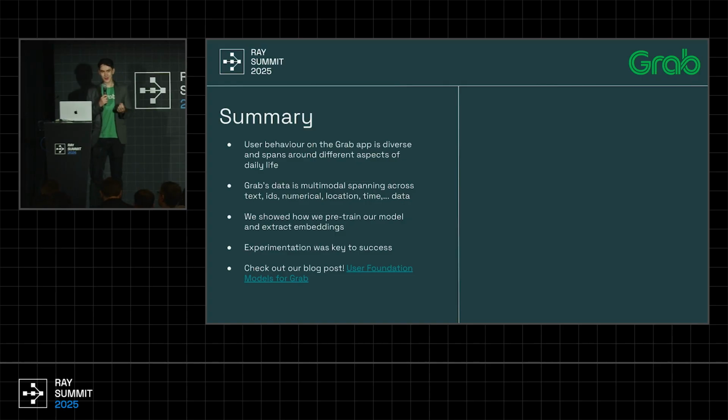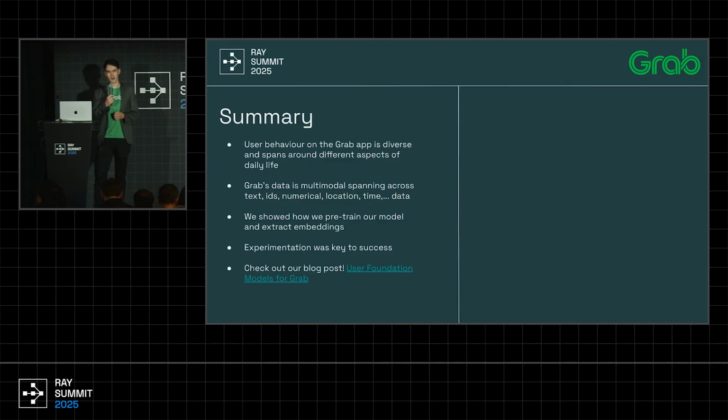The user behavior on our Grab app is very diverse. It spans across multiple aspects of daily life, which at the same time provides a great opportunity for us to learn a more holistic understanding of our users. The difficulty of this variety is that the data is quite multimodal. We have text, categorical, locations. We constantly add new adapters to cater to more use cases. With the adapter-centric design, this enables us to be more future-proof.